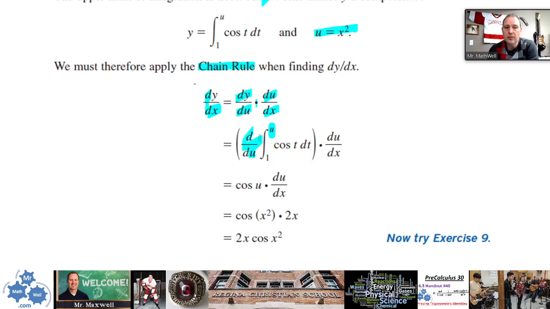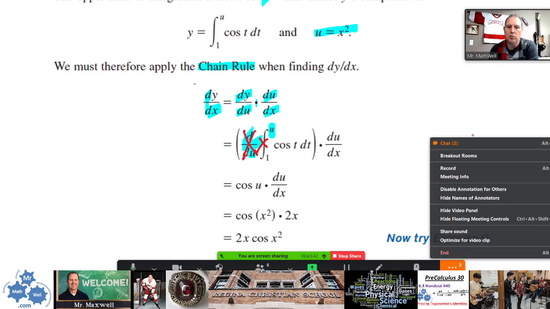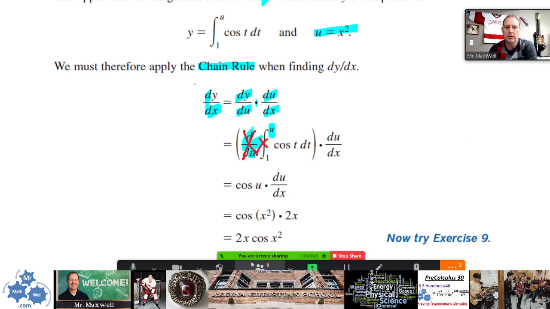So the derivative cancels off the integral, and we just have u up here. So this cos of t becomes cos of u. But because u is a more complicated function, we have to multiply by the derivative of u. We have to do the chain rule. And so simply this is what you end up getting.